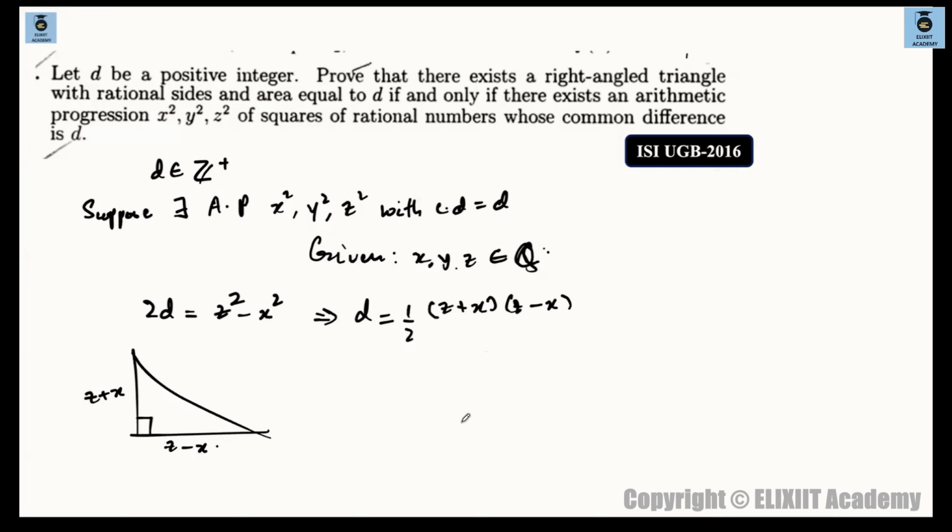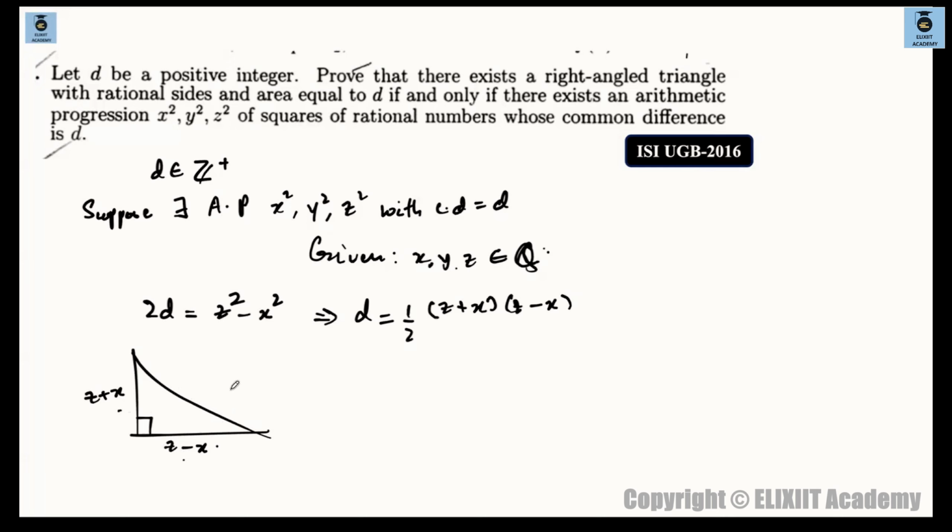Now perpendicular and base. Here perpendicular and base are rational numbers. What we are supposed to prove is that the hypotenuse is a rational number next. Okay. So Z plus X and Z minus X, these two are rational numbers. No problem with this. We have to prove that the hypotenuse is also a rational number.